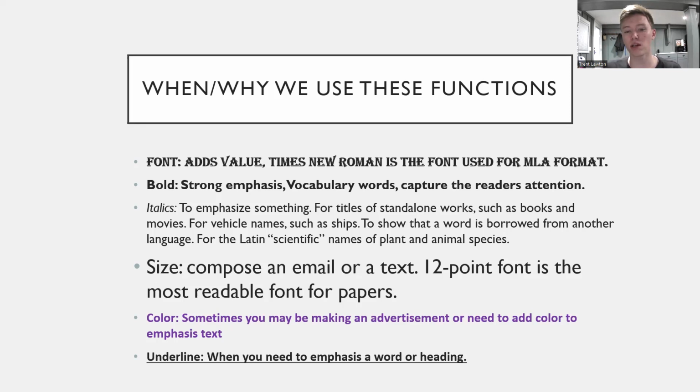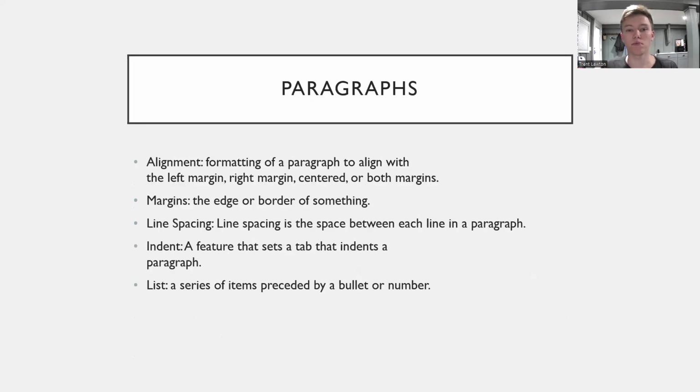And then colors. Sometimes you may be making an advertisement in Word, and you need to add color emphasis if you're being creative. And then underline, when you need to emphasize a word or a heading or a title, you'll underline it. So for formatting paragraphs, here's some new vocab. Alignment is the formatting of a paragraph to align with the left margin, right margin, or center. Then margins are the edge of the border, so it's how you shift your whole paper.